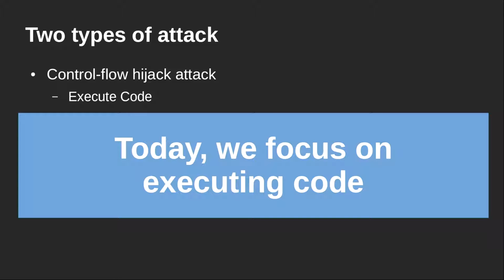Today in this talk, we focus on executing code only, because this is usually the prime motivation of an attacker. An attacker wants to execute code on a compute platform to get additional capabilities on top of it. So how does a control flow hijack attack look like?